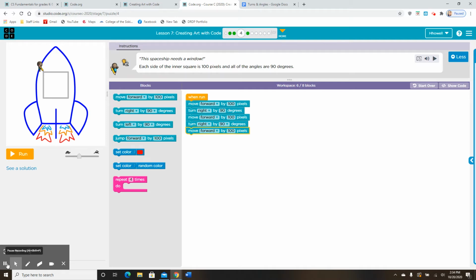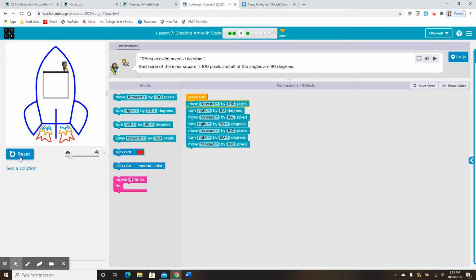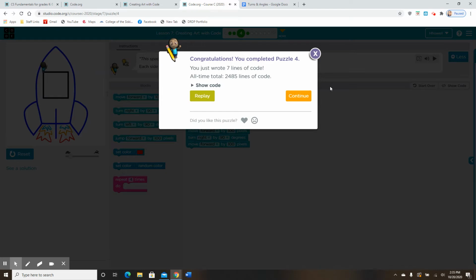All right, how did you guys do on this one? So mine is saying I used 6 out of 8 blocks. So what do you guys think I'm missing? Right, I'm probably missing another turn right angle and a move forward because we want to draw a square. So now it says that I'm at 8 out of 8. So now let's see if I did it the right way. Oops, I'm moving stuff. Good job, guys.